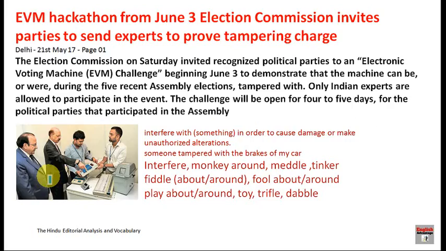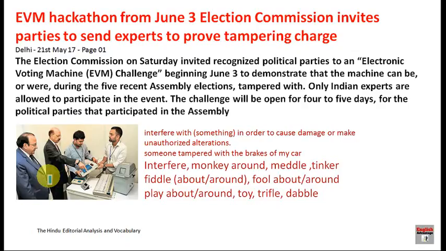Now here we start the real article that was published on 21st May 2017 in the Hindu newspaper. This is regarding the electronic voting machine tampering. Okay, now let me go through this entire article. EVM hackathon from June 3, Election Commission invites parties to send experts to prove tampering charges. This issue was very prevalent recently where many parties objected to its authenticity and said that EVM could be tampered with. So this is regarding that.